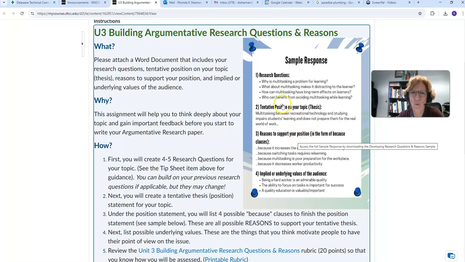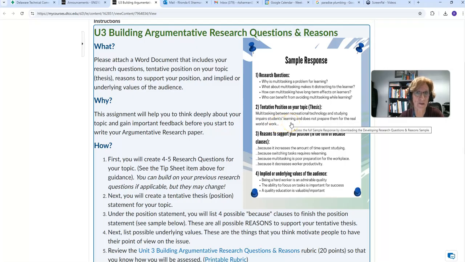All right, so what you have on this document is some research questions that help you probe the reasoning behind your position on the issue. You're going to actually formulate your thesis, which is your position on the issue. You're going to develop about 4, maybe 5 if you can, reasons that support your side and would convince others to do so. And then you're going to investigate the implied or underlying values of those who are interested in this issue.